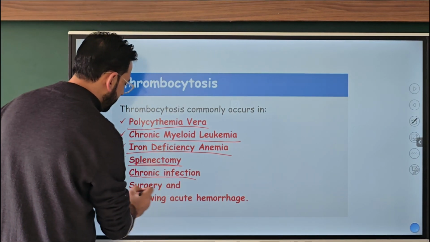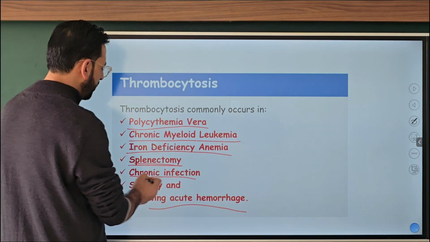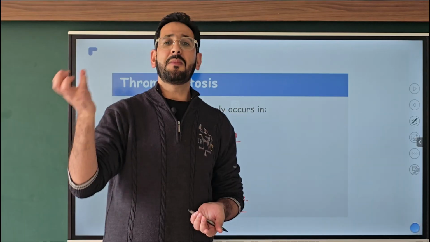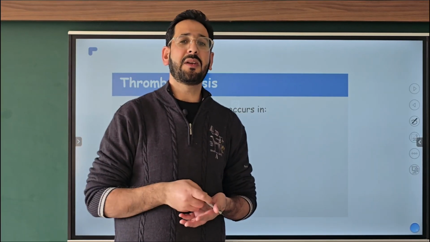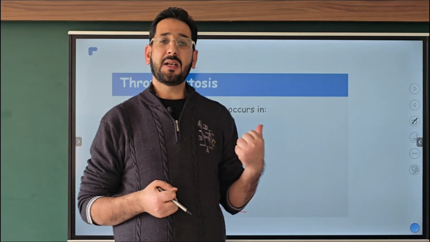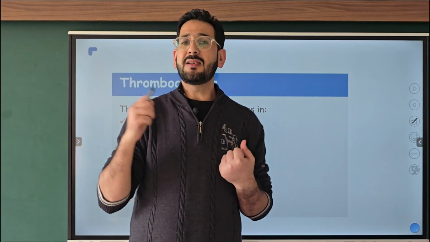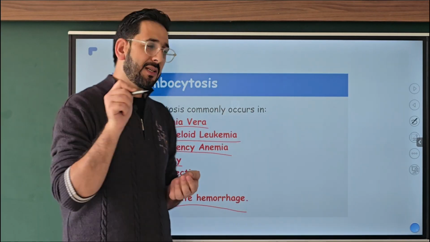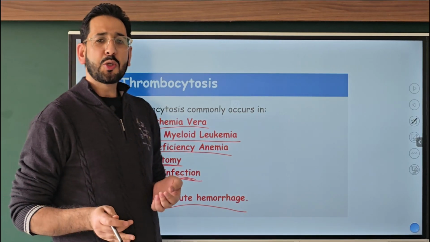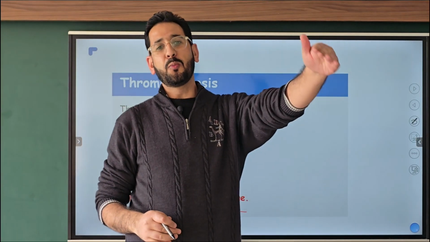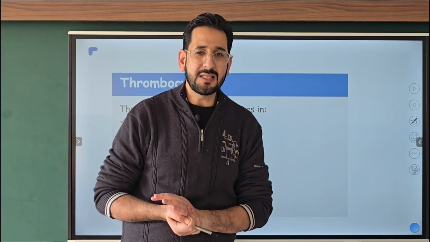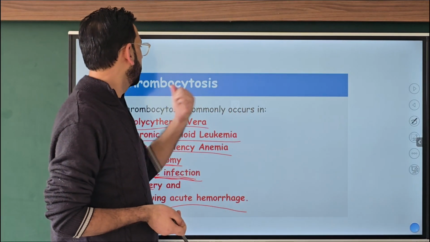Then chronic infection, surgery, or acute hemorrhage. Most importantly, the chronic infection. And in this chronic infection, what will happen is there will be inflammatory cytokines or inflammatory markers released there. I told you in the beginning that in the regulation of thrombopoiesis we saw thrombopoietin, and there was something called interleukin 6, and that interleukin 6 will be released or secreted in case of chronic infections and inflammations. So that interleukin 6 will definitely promote the process of thrombopoiesis, and that will lead to the increased platelet count, that will lead to thrombocytosis.